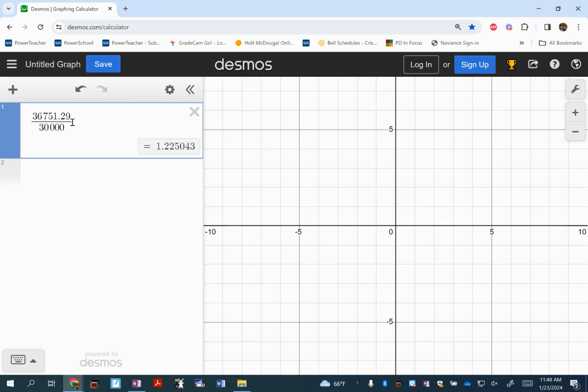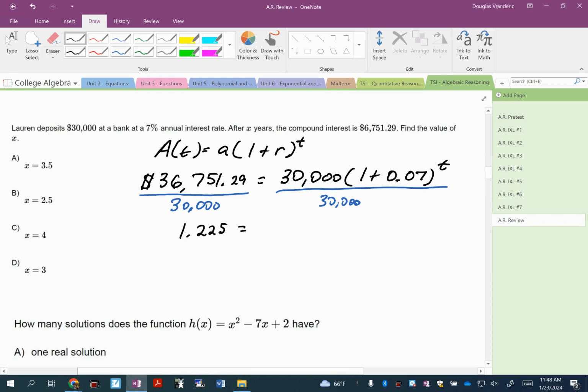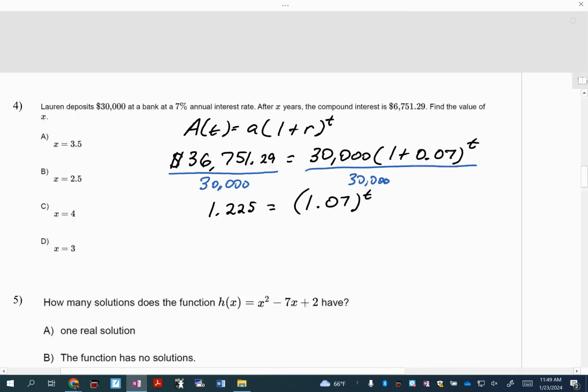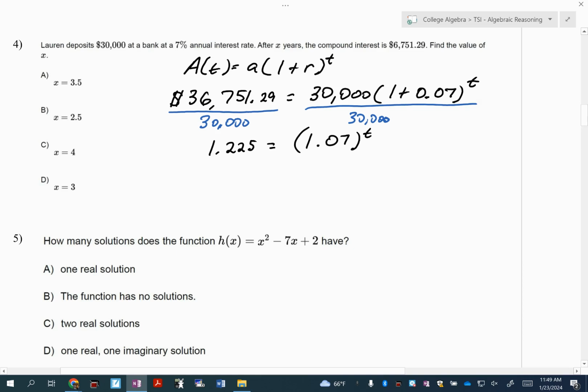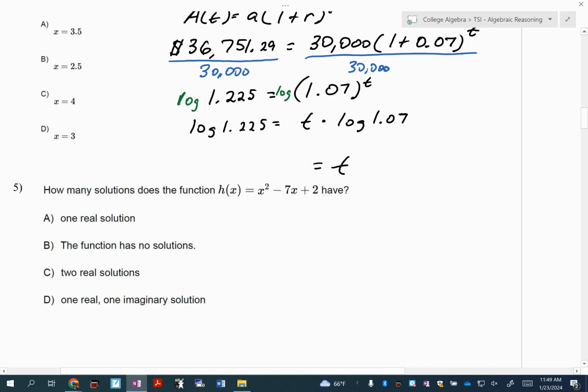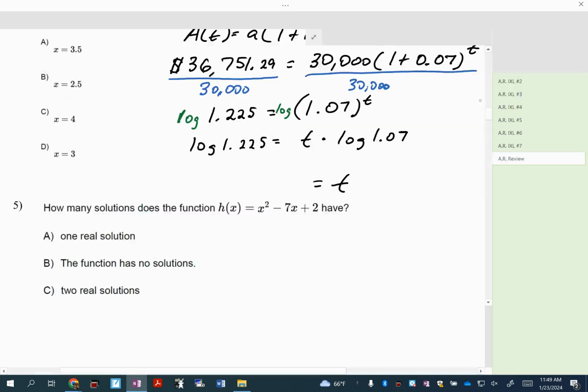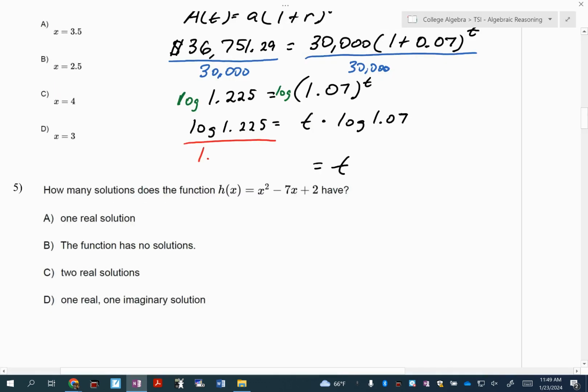So approximately 1.225. Again, I'm going to put approximations on my work, but when I use my calculator, I'm not going to round. So this is 1.225 equals, if I put that together, we get 1.07 to the t power. And if you remember what we did in the first semester, to get that t out of the exponent, I'm going to take the log of both sides. So I'm going to put log in front of both of these. So now I have log of 1.225 equals t times the log of 1.07. So to get my t, or x in number of years, I'm going to divide the log of 1.225 by the log of 1.07.